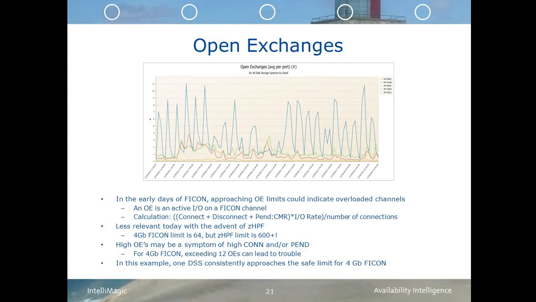Open exchanges are the number of active I/Os on a FICON channel. In the early days of FICON, there were some fairly low limitations placed on the number of open exchanges for a channel, and contention might be seen well before that limit was ever reached. For example, on a 4 gigabit FICON channel, you could start seeing quite a bit of FICON elongation at 12 open exchanges, even though the limit is 64 open exchanges. However, with zHPF, the open exchange limit is well over 600 and is not something to worry about.